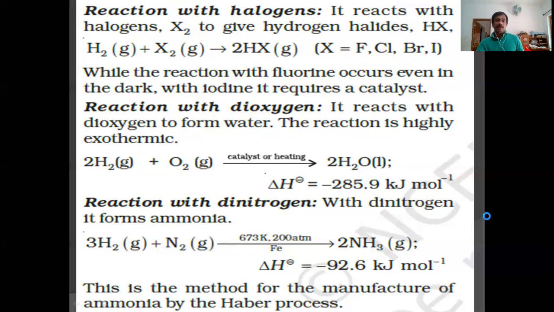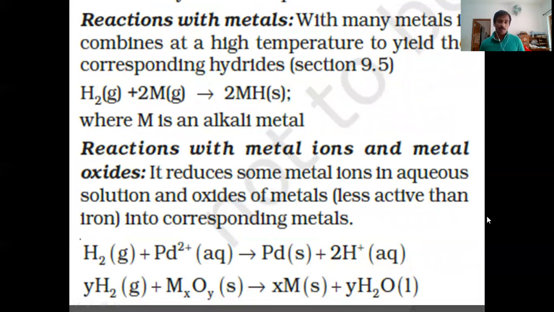Okay, now the next are reactions. Reaction with the metals. With many metals, it combines at a high temperature to yield the corresponding hydride. H2 plus 2M gives 2MH. Na plus H2 gives 2NaH, where M is an alkali metal.